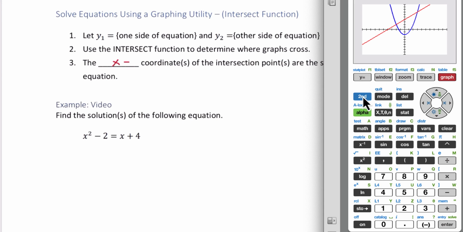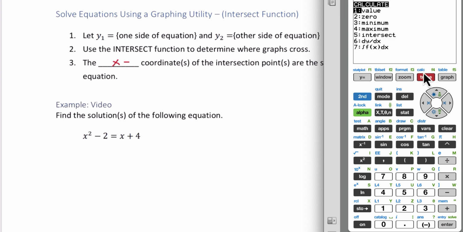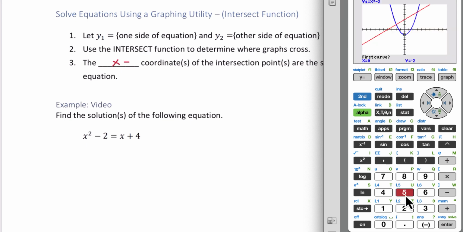To find them, we'll hit second trace to go to the calculate option, and we're looking for number 5, intersect. Notice it's asking for the first curve. If you move your cursor, it's going to move along the first curve, y1. Let's get close to that first intersection and hit enter. It'll automatically jump to the second curve, and again, we can scroll around that curve. We want to get close to the intersection and hit enter.